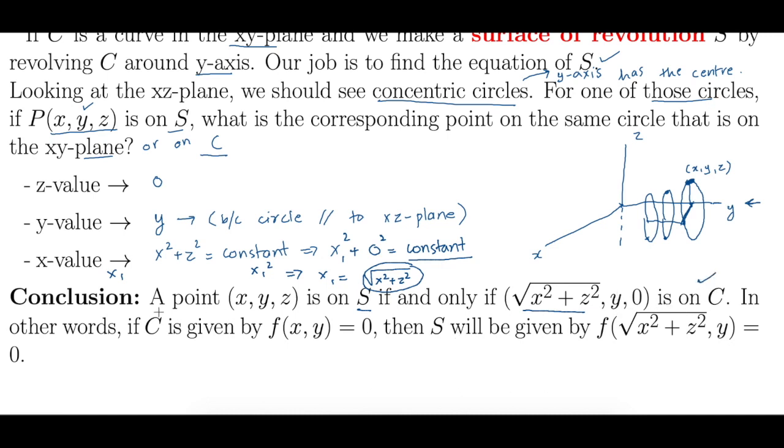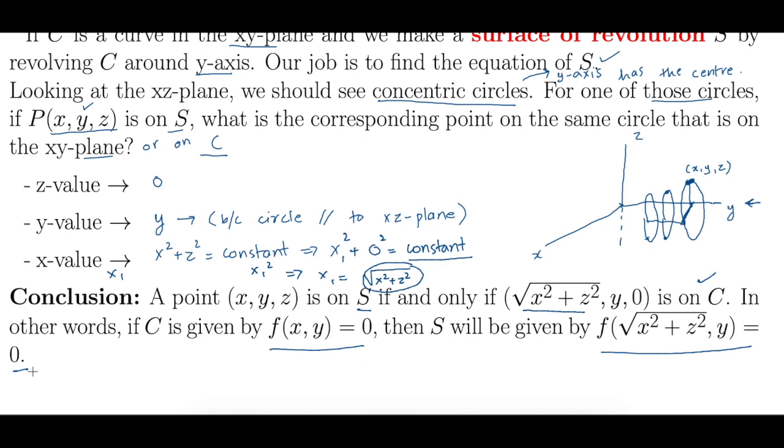In other words, if C is given by this equation, then S will be given by this equation. All we have to do is replace x by the square root of x squared plus z squared. And this can be extended to other coordinate planes, as we will see in the examples here.